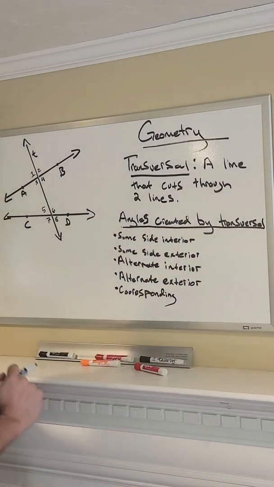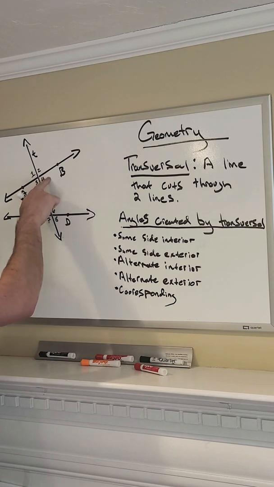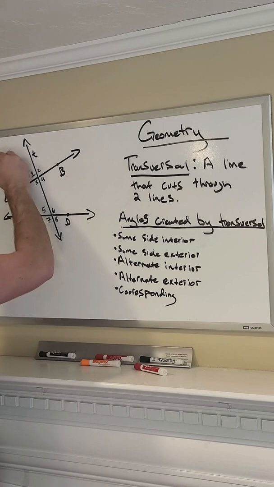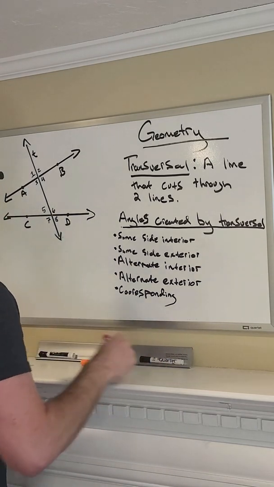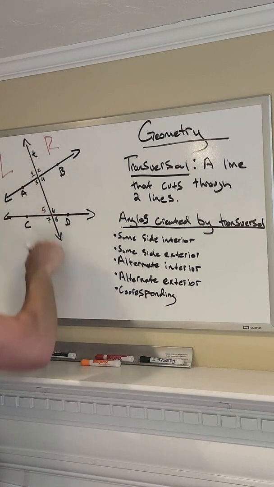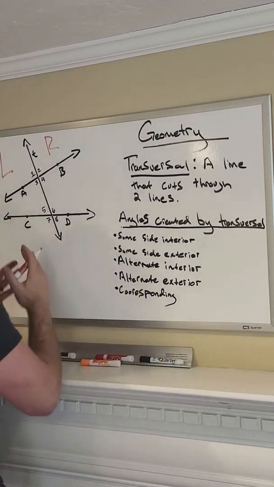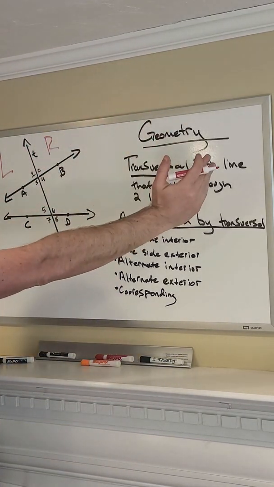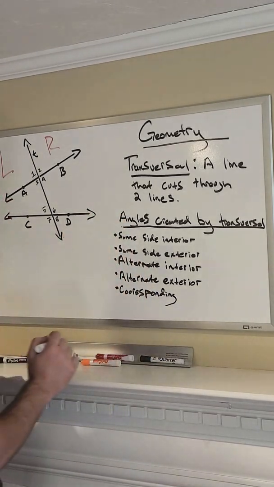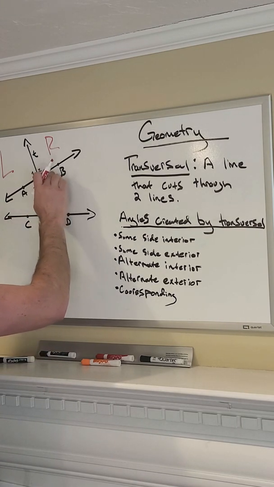So the angles created by a transversal: we have same side interior angles, which are angles on the same side of the transversal. If you look at the transversal, it goes up and down. You have a left side and a right side. Everything on this side is on the left side, and everything on the right would be the same side, the right side of the transversal. So same side interior angles are on the same side of the transversal, but on the inside.